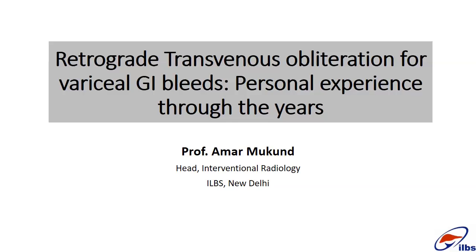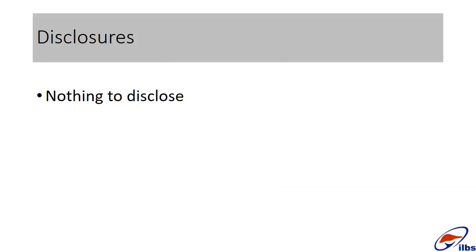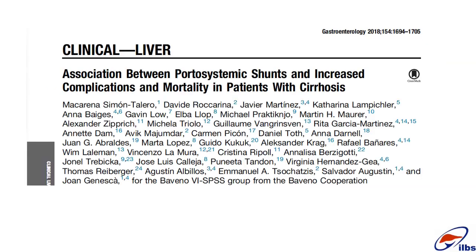So coming to the talk, I'll be talking mostly about retrograde obliteration consisting of BRTO and PARTO and how it all happened throughout the years. I have nothing to disclose. And at the outset, I would like to start with this wonderful paper which came in 2018.